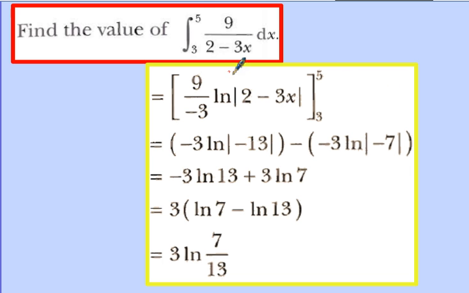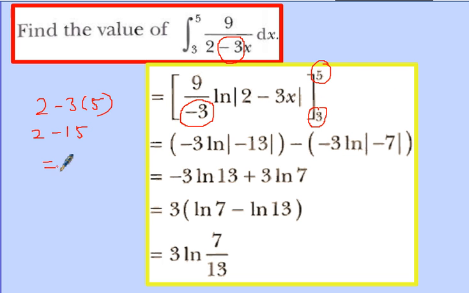Here 9 upon 2 minus 3x. Remember, this minus 3 is the coefficient, so this becomes the denominator, and we write log as it is. 9 is outside, and then the range 5 and 3 is the limit. So substitute 5. So 2 minus 3 into 5. Simple, so 2 minus 15. So you get minus 13.